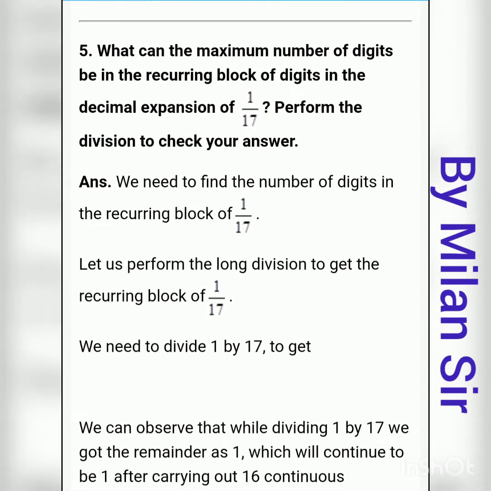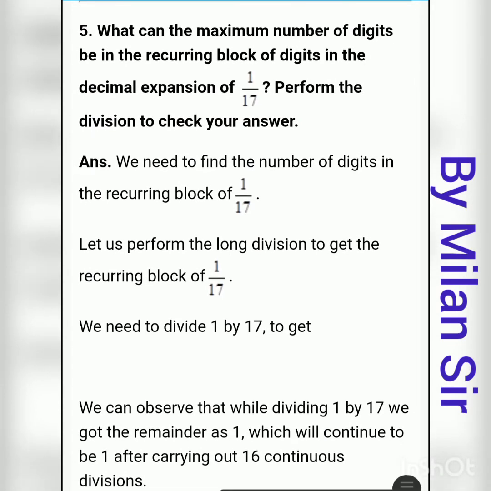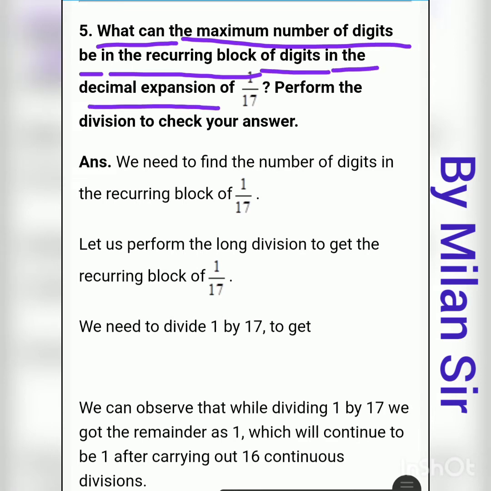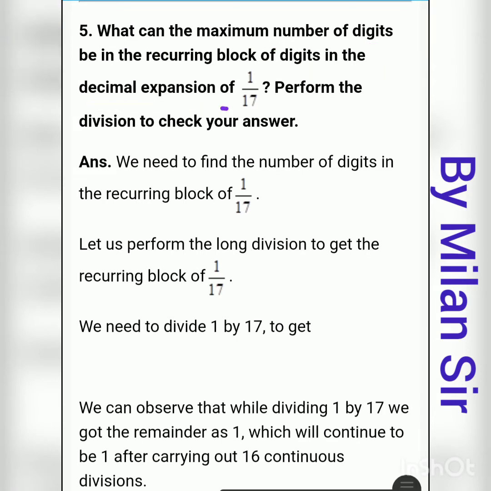Then number 5. What can be the maximum number of digits in the recurring block of digits in the decimal expansion of 1 by 17? We just need to find the decimal expansion of 1 by 17. Perform the division to check your answer.